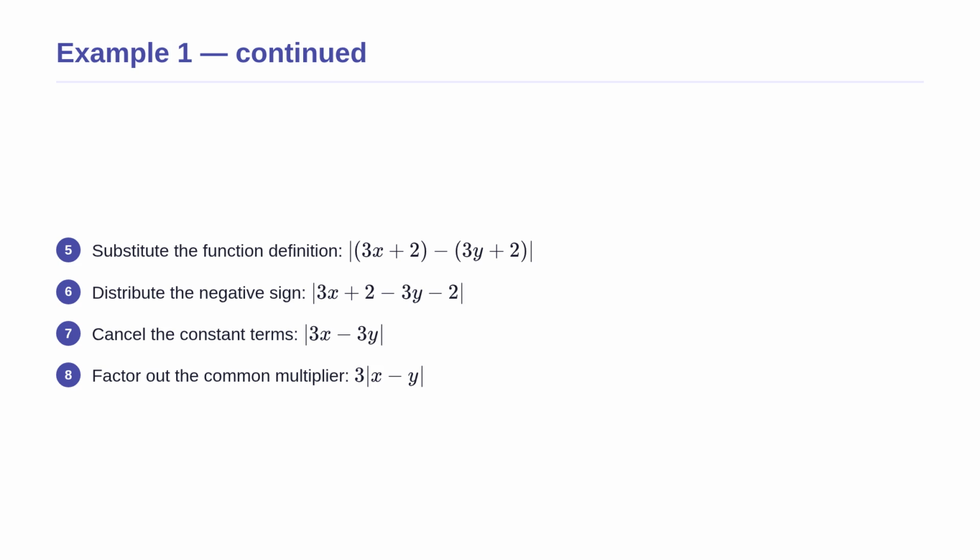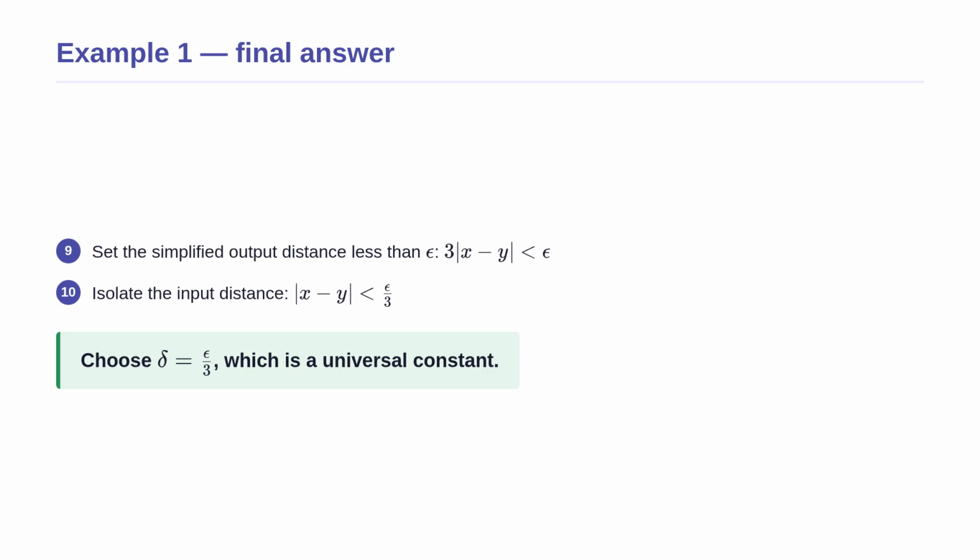We are now left with just the absolute value of 3x minus 3y. Finally, we factor out the common multiplier of 3. Since 3 is positive, it pulls completely outside, leaving us with 3 times the exact input distance expression we were looking for. Now that we have simplified our expression, let us find our universal window.